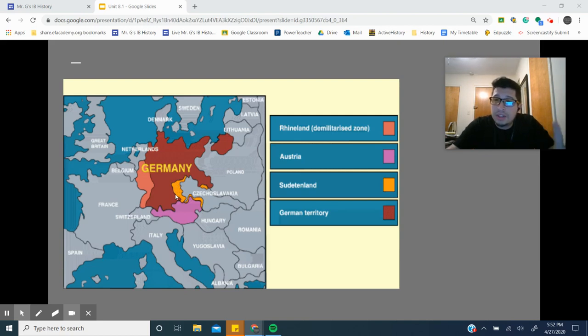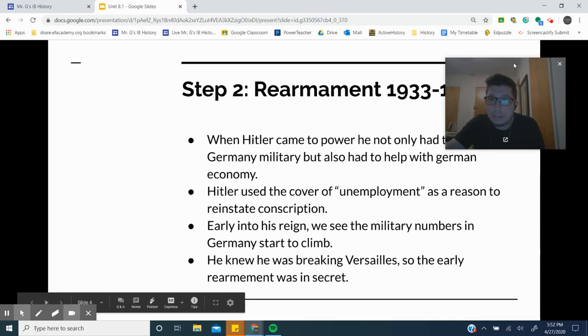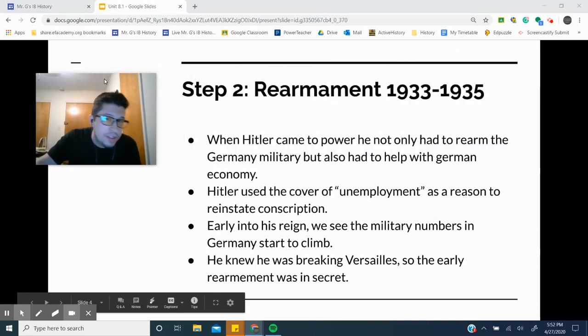That was land that was German speaking, a lot of German culture, German nationality. It was technically a part of Austria-Hungary. It was taken away and given to Czechoslovakia. That's going to be pretty key in this unit. And then we've got the Rhineland over here. I hope all of you remember the Rhineland, and it's that demilitarized zone, that border between France and Germany.